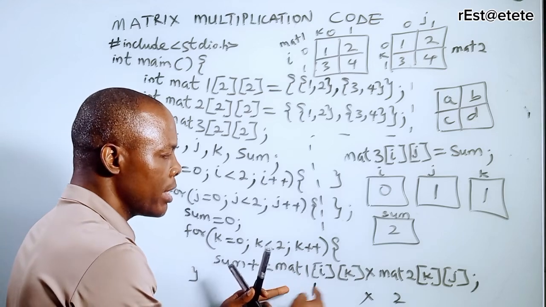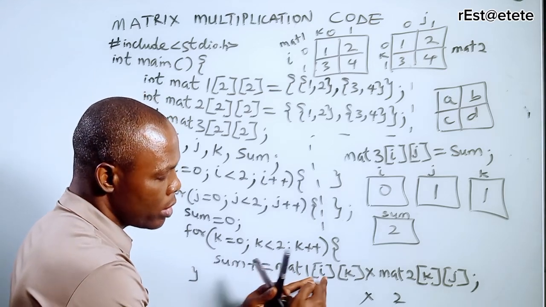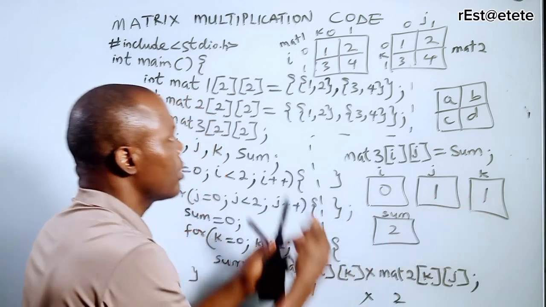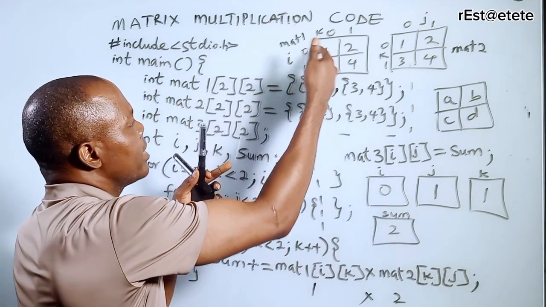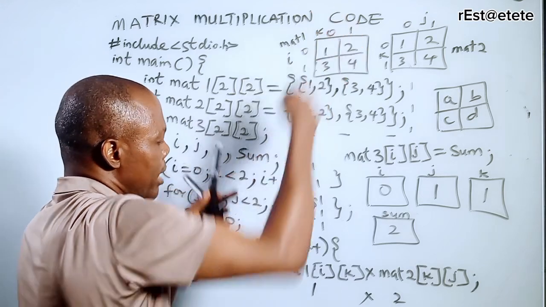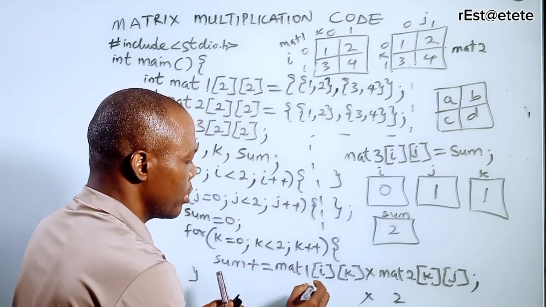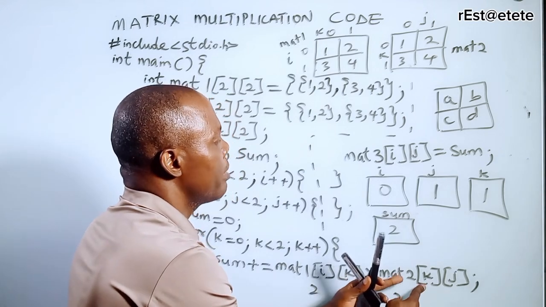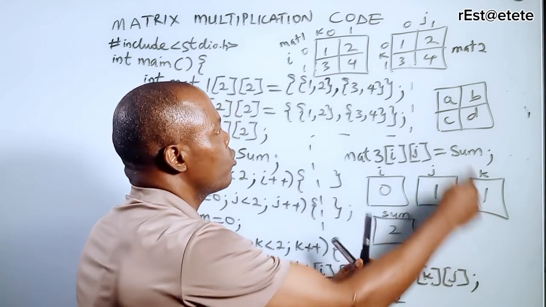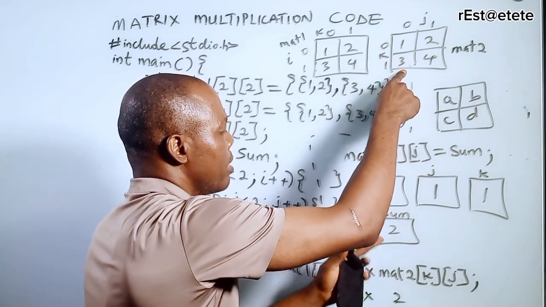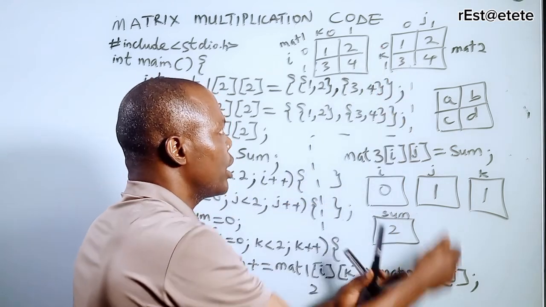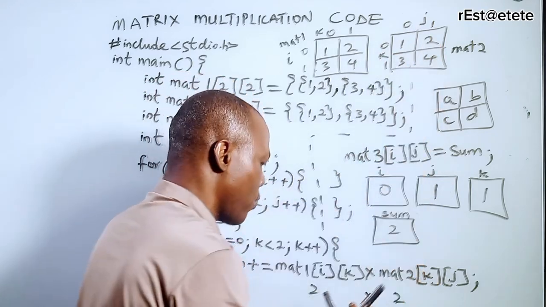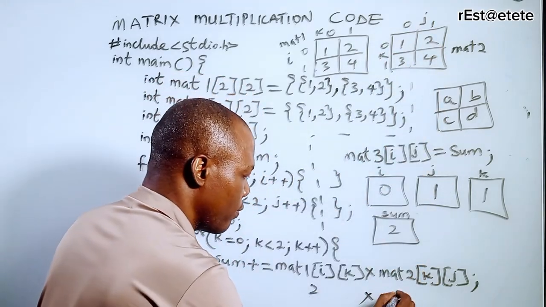You come inside again. So in mat 1, I is 0, K is 1. So you come to this place. I is 0, K is 1. That is 2. So this place will give you 2. Multiply by mat 2. In mat 2, what is K? K is 1. You come here, K is 1, and J is 1. So K is 1, J is 1. That is 4. So this place will give you 4.